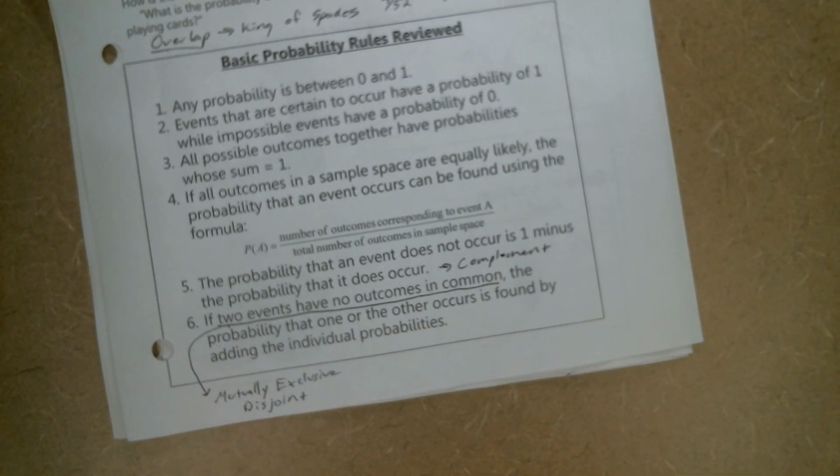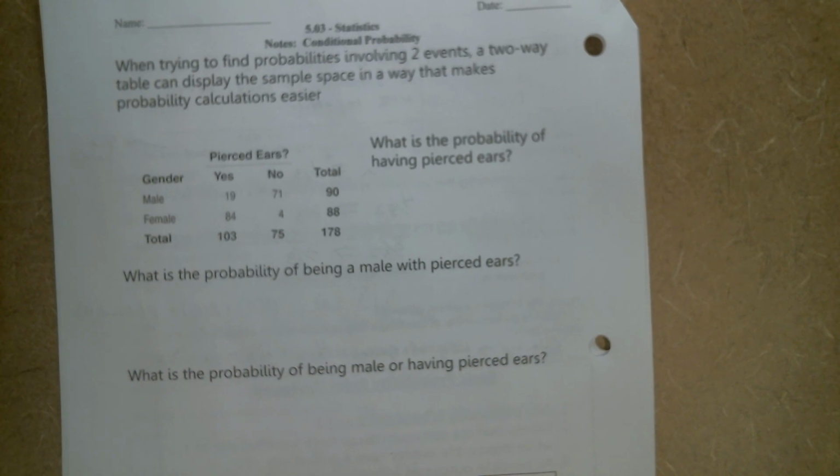All right, so moving on. Back to our two-way table. We're going to be using these a little bit in this unit, especially when we talk about independence and conditional probability. So they are going to pop back up. So let's just go through one of these quickly. So it says when trying to find probabilities involving 2 events, a two-way table can display the sample space in a way that makes probability calculations easier.